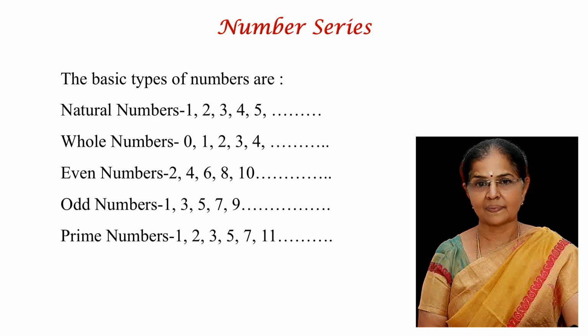And then you've got even numbers. As you all know, even numbers are divisible by 2: 2, 4, 6, 8, 10. And then odd numbers, they cannot be divided by 2: 1, 3, 5, 7, 9, 11. And finally, prime numbers. What are prime numbers? They are numbers which are divisible only by itself and 1. They can be divided either by the same number or by 1. That's all. They have no other divisor.